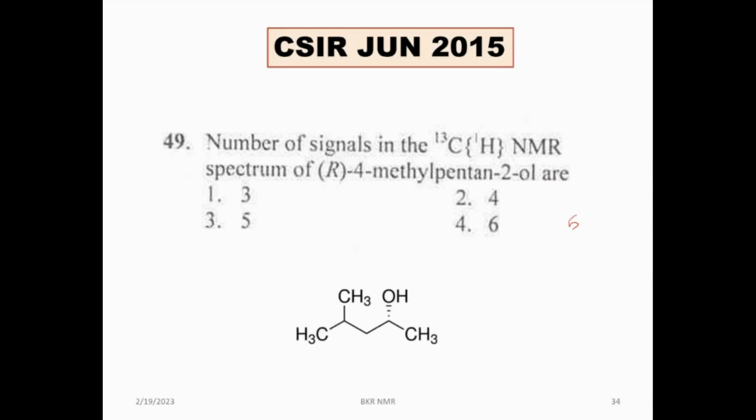Okay, so this is the molecule. You have totally 1, 2, 3, 4, 5, 6 carbons. Then why did you tell 5? Because? Ma'am, in the tertiary carbon there are 2 equivalent CH3 groups.